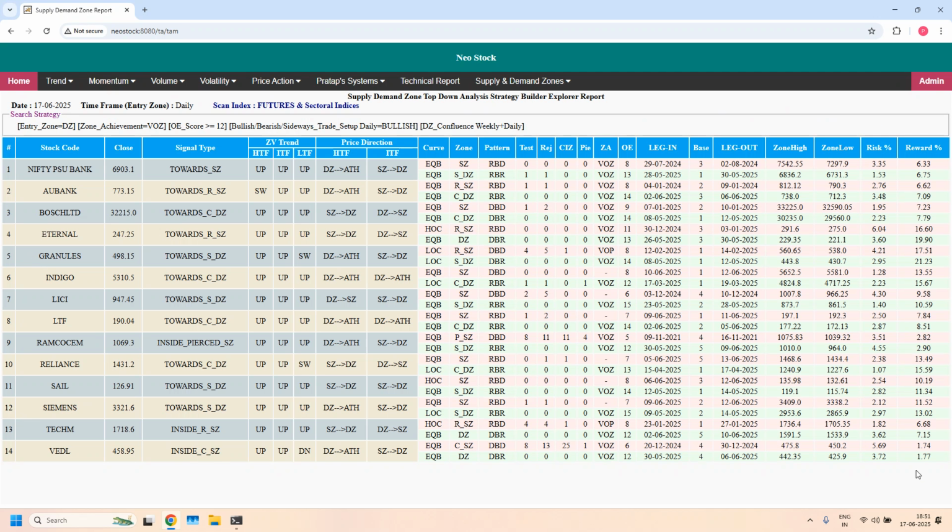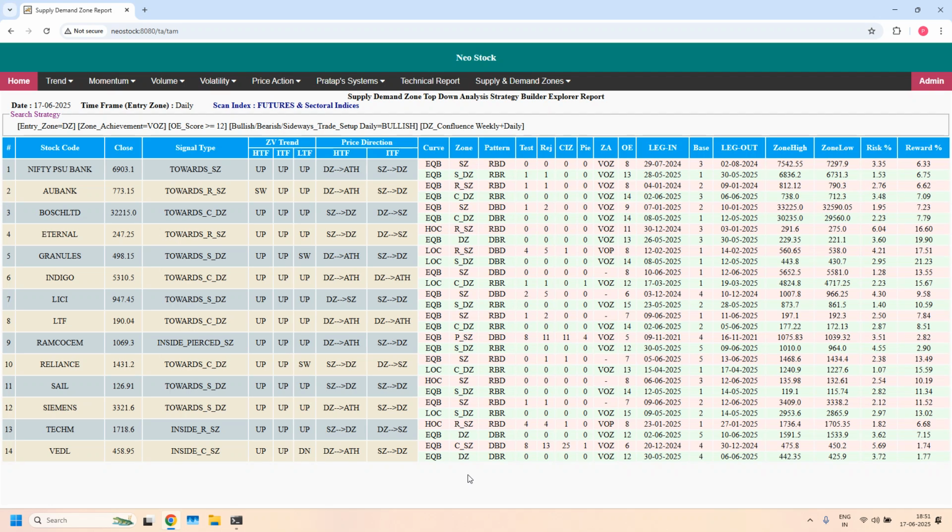In these 14 stocks, all these daily demand zones are overlapped with weekly demand zones. They are part of the weekly. If daily is part of weekly, what is the assumption? Maybe the order flow in the daily is much stronger because it is part of the weekly zone. That is the assumption. Okay, fine.